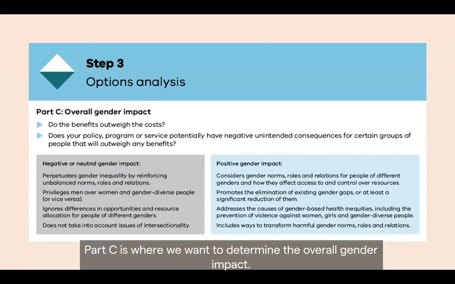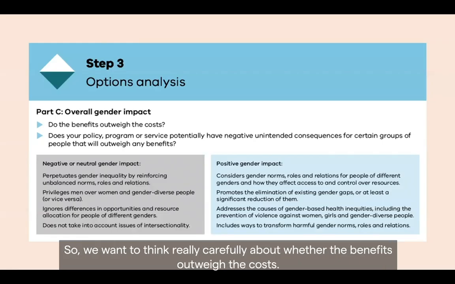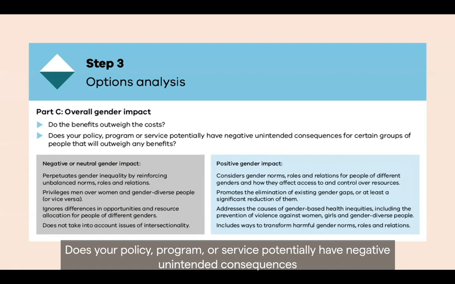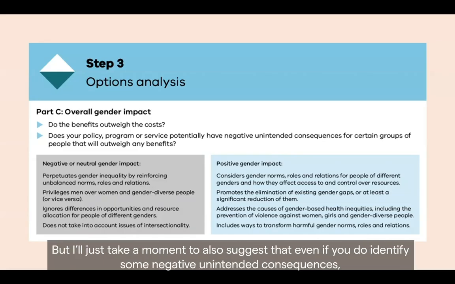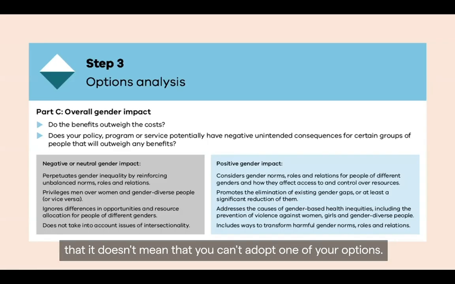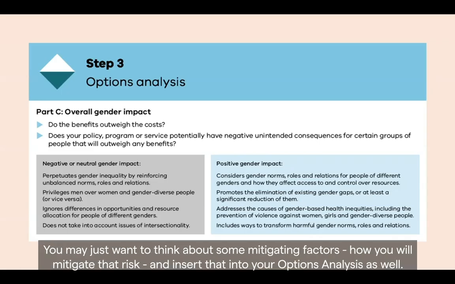Part C is where we want to determine the overall gender impact. So we want to think really carefully about whether the benefits outweigh the costs. Does your policy, program, or service potentially have negative, unintended consequences for certain groups of people that will outweigh any benefits? We'll just take a moment to also suggest that even if you do identify some negative, unintended consequences, that it doesn't mean that you can't adopt one of your options. You may just want to think about some mitigating factors, how you will mitigate that risk, and insert that into your option analysis as well.